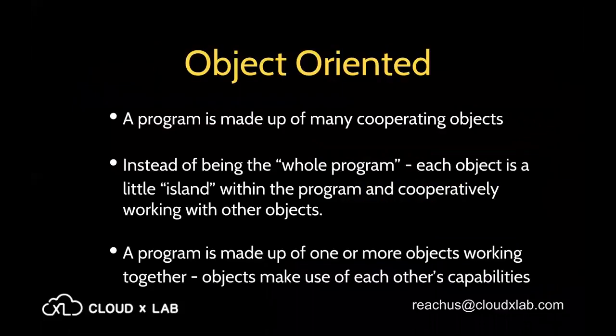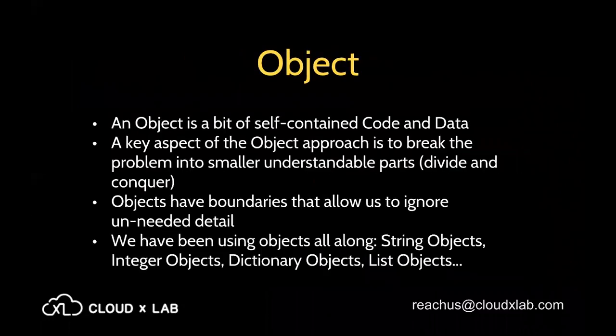In case of object-oriented, a program is made up of many cooperative objects. Instead of being the whole program, each object is a little island within the program, cooperatively working with other objects. A program is made up of one or more objects working together. Basically, we break down our program into these objects and classes which interact with each other. An object is a self-contained piece of code and data.